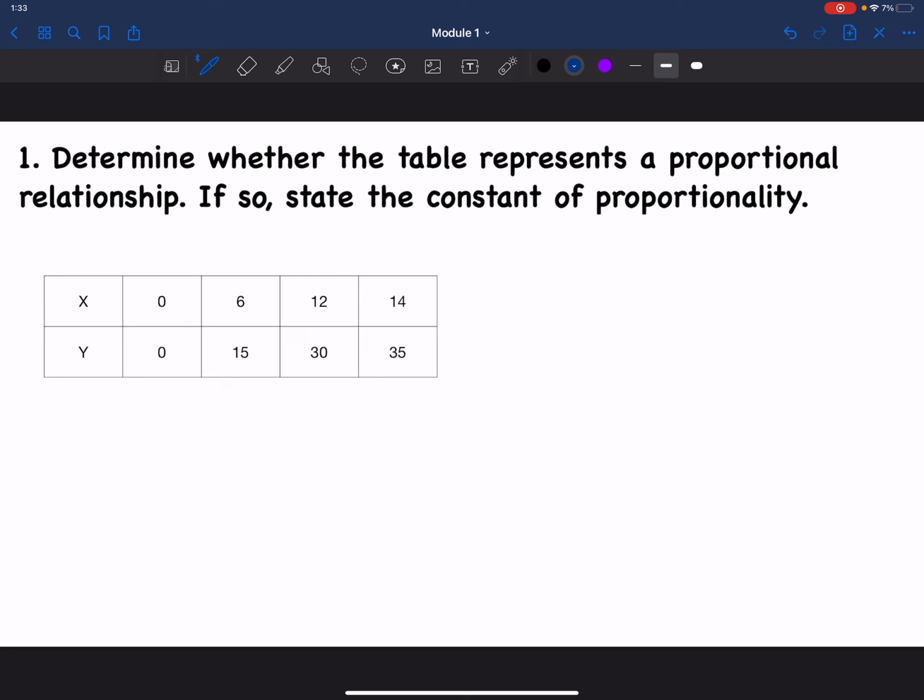All right, we're going to go over lesson 1.05. Determine whether the table represents a proportional relationship. If so, state the constant of proportionality. So we're going to be doing y over x. We do not do that for 0 over 0. That's automatically included, but we're going to do it for the other points.